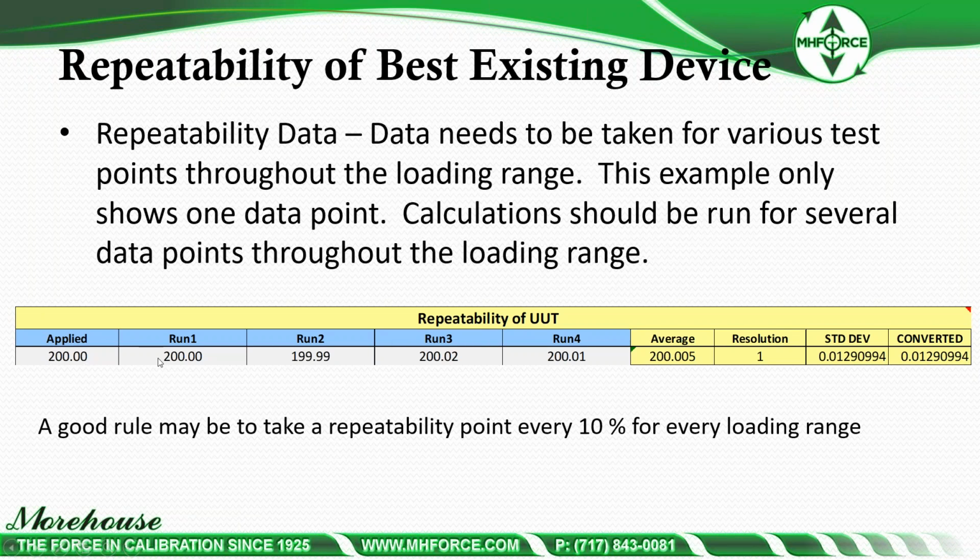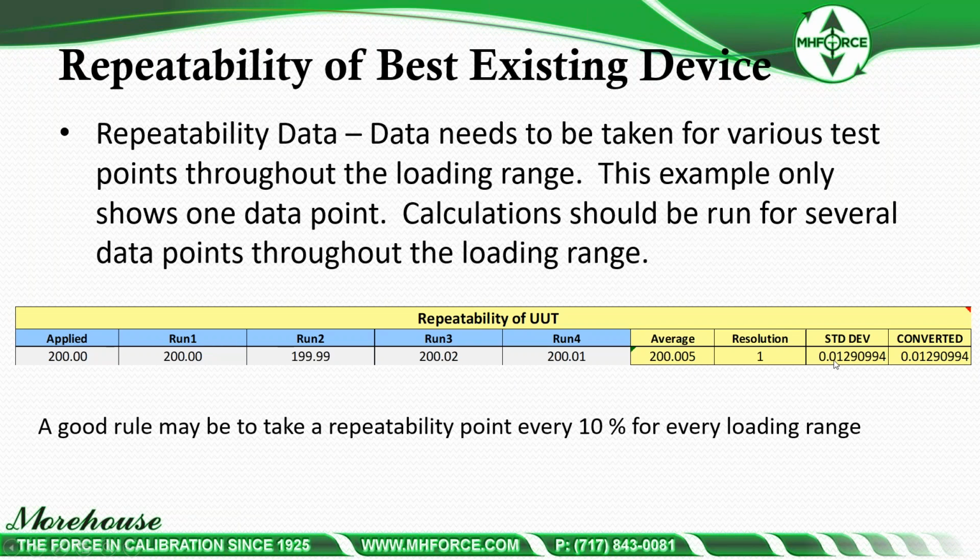So we apply 200 pounds. Our best existing device that we can put in that machine is another shear web load cell. We get 200. We apply 200 pounds again, we get 199.99. We apply it again, we get 200.02. We apply it again, we get 200.01. This does 4 runs. This is pretty good. At least 3 runs should be done. You can do up to 10 runs, but this is pretty good. And then our repeatability, or precision, is going to be the standard deviation of these four runs, average of 200.005, resolution, standard.